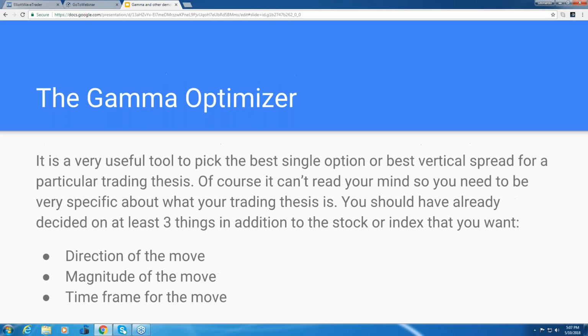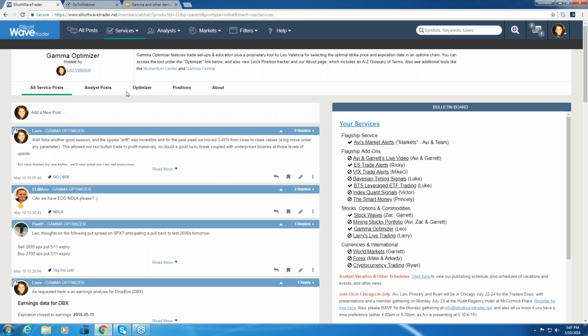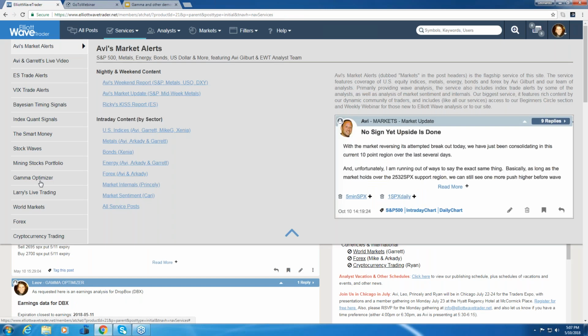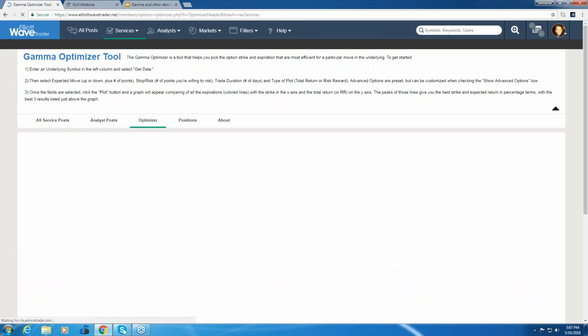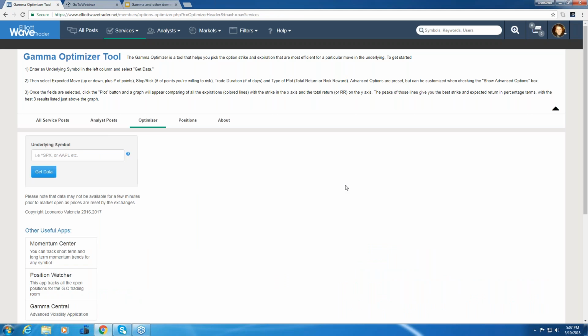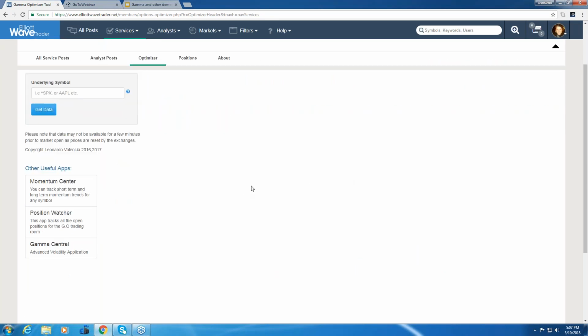I think I can show it briefly. Tom, is it okay if I do a little demo? Absolutely, I think that'd be great. Okay, so let's do a little demo. I'm here at the gamma optimizer. The optimizer tool is just a web application. You don't need to install anything. You just visit the web and you will see the thing.